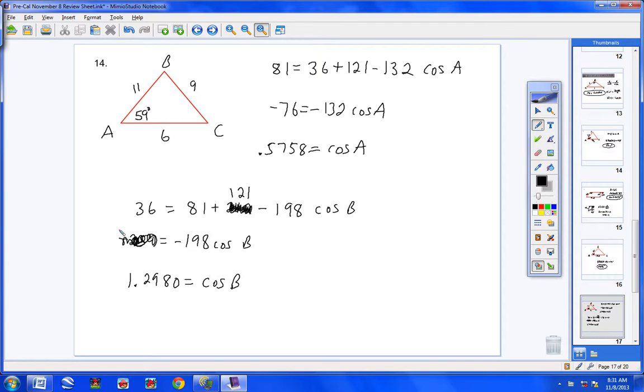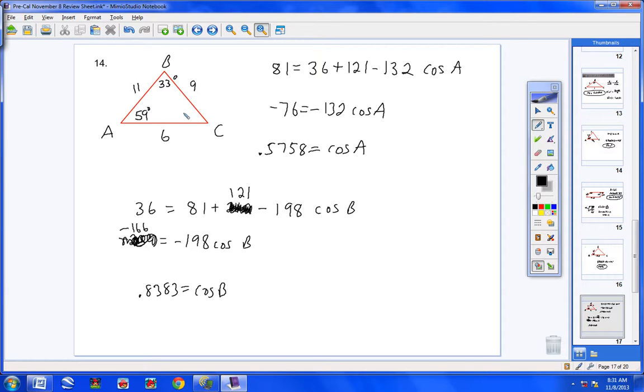So right here, we would have negative 166, and then if we take negative 166 and divide it by negative 198, let's see if Mr. Earhart can get this right here. There we go. All right, negative divided by negative is positive, and if you typed it in correctly you get 0.8383, and that makes a little more sense. So 0.8383 equals cosine of B, and now we hit second cosine of that decimal, and we're going to get 33 degrees. Okay, so B is 33.